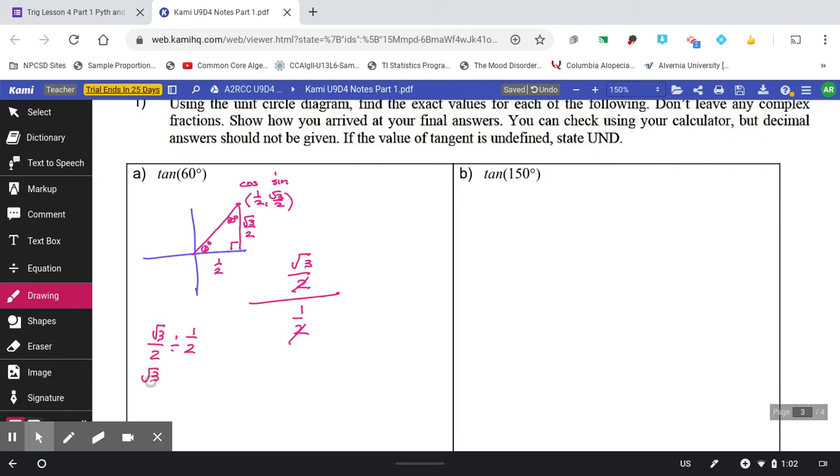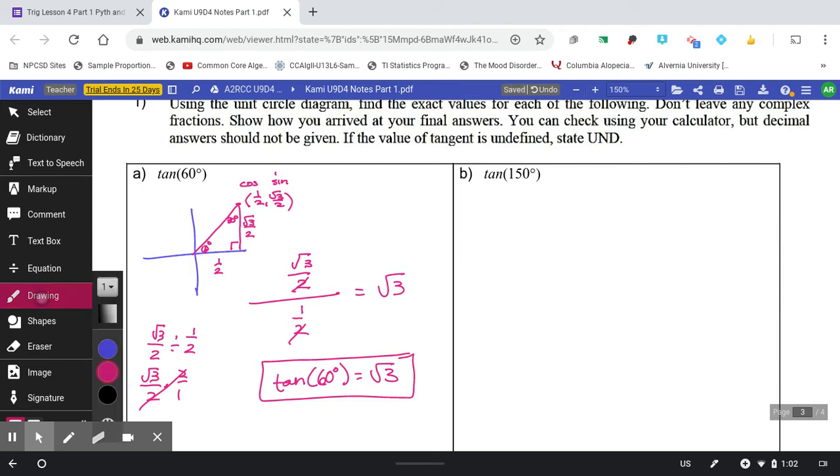Well, how do we divide fractions? We multiply by the reciprocal, and then the 2's are going to cancel out. So in essence, we just have the square root of 3. So the tangent of 60 degrees is equal to the square root of 3. Okay, now let's go ahead and look at the next one. The tangent of 150 degrees.